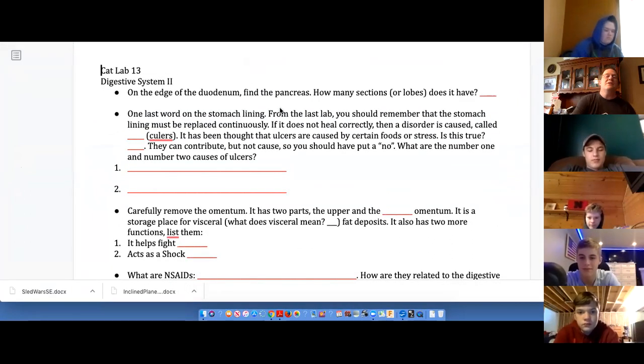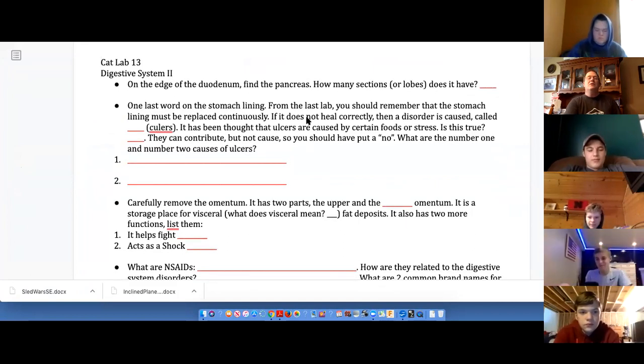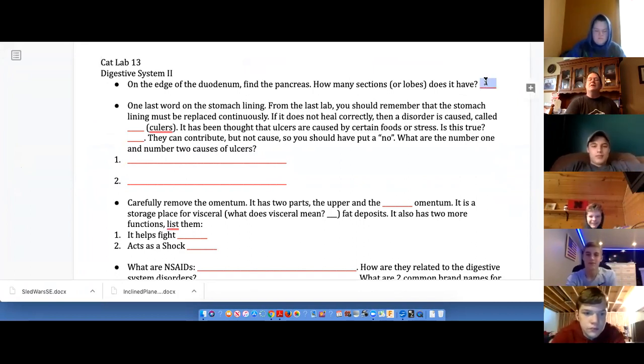Okay, cat lab 13, digestive system 2. On the edge of the duodenum, find the pancreas. How many sections or lobes does it have? It has one that runs right up against the intestine and one that's almost like a 90-degree angle to it. It has 2 sections.